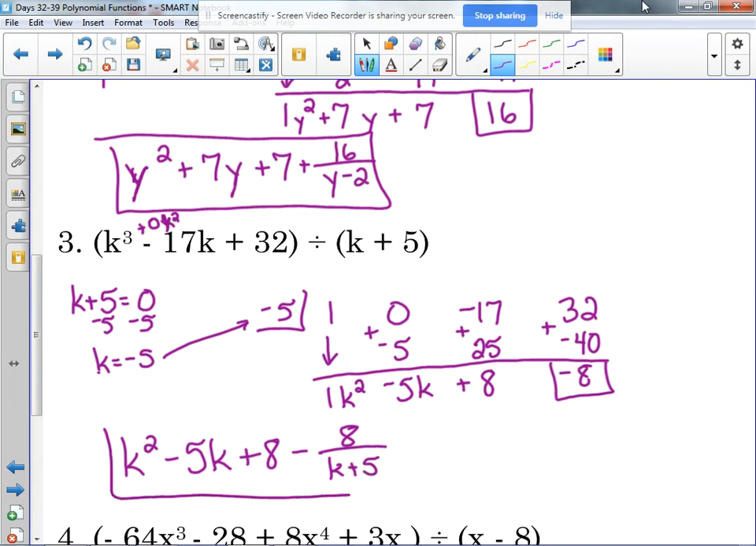So then we write our final answer. K squared minus 5k plus 8 minus, our remainder was negative, so just write it as minus 8 over k plus 5.